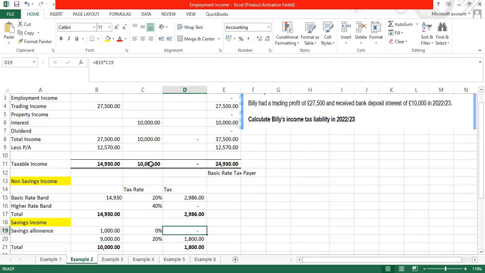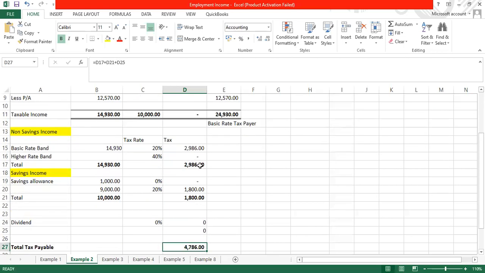From 10,000 minus 1,000, 9,000 has been left. She has to pay 20% tax on this. So the total she has to pay is 1,800 pounds for her savings and 2,986 from her non-savings income. When we add these two figures, 2,986 plus 1,800, the total tax payable is 4,786.